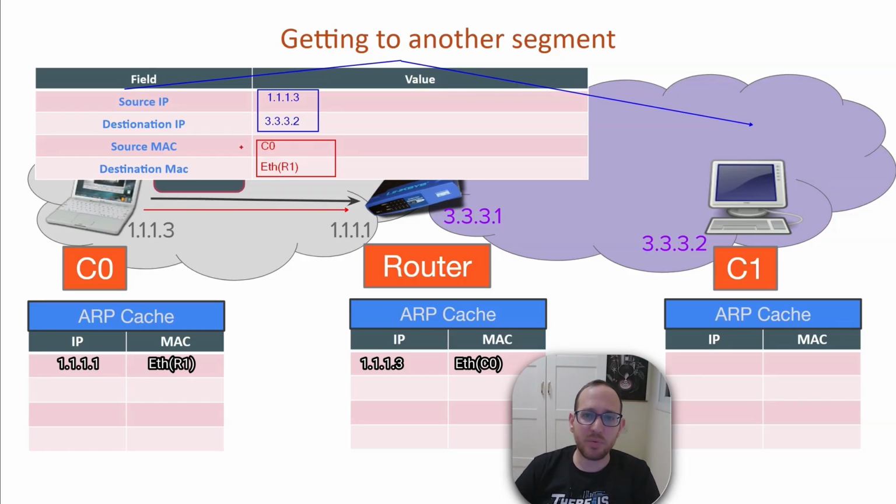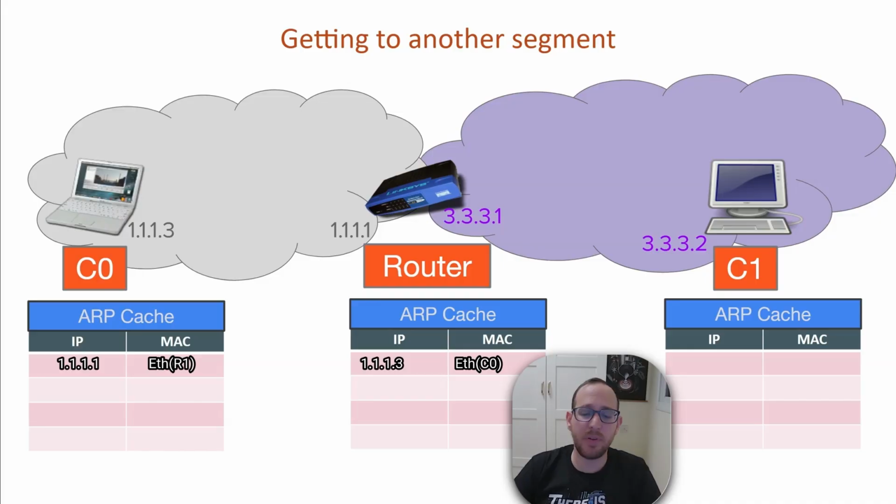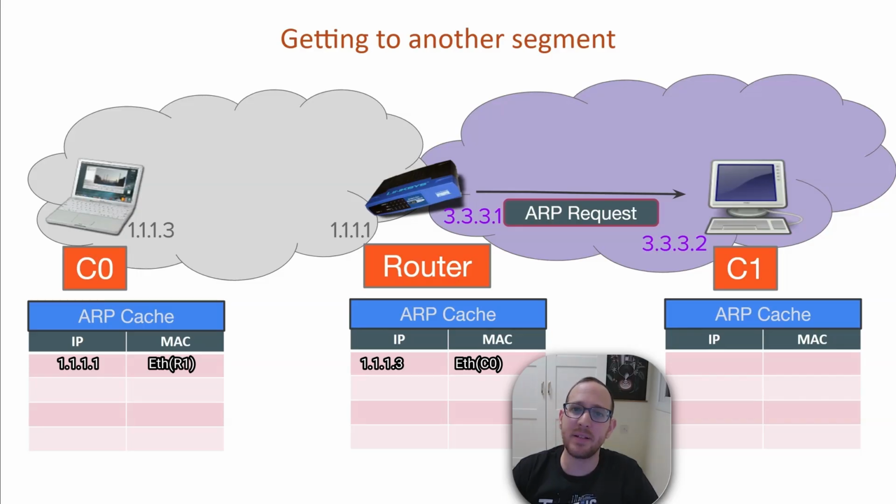Okay, now the router receives this packet. What would be the next step? The router would need to transmit the packet, forward it to C1. For that, it needs the MAC address of C1. How is the router going to get it? It's going to get it by using ARP. Again, it sends a broadcast message, an ARP request asking who has the corresponding Ethernet address of the IP address 3332, and C1 would provide an answer.